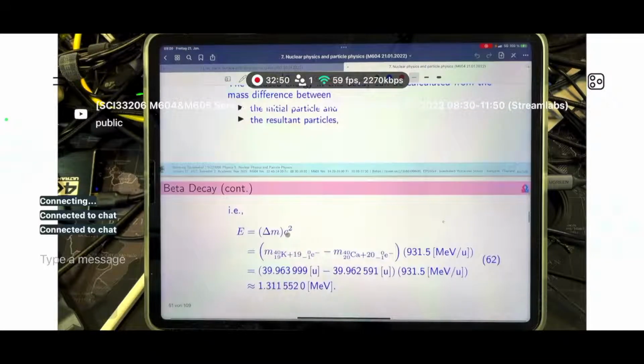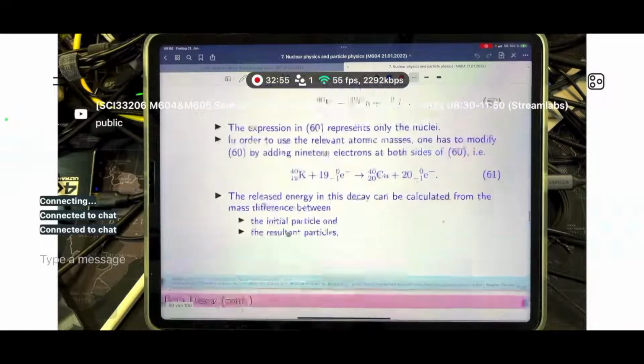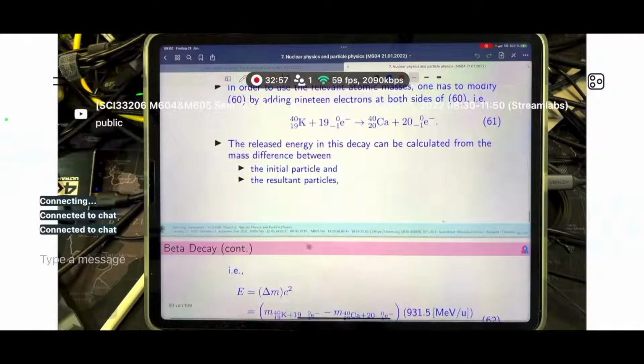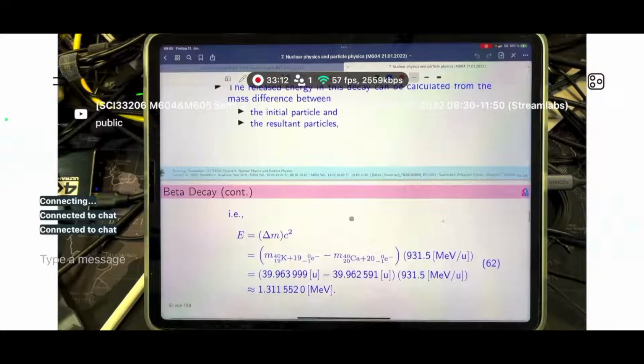Okay, once we consider 14 nucleons, we got more energy. Okay, that's the energy you can get from the beta minus release process. Then an electron is the outcome, the product from this process. All right, let's move to the next one.